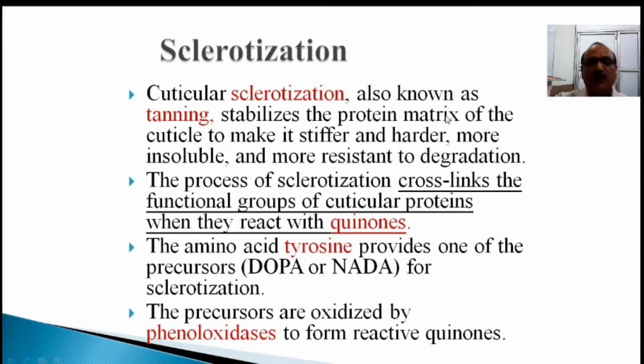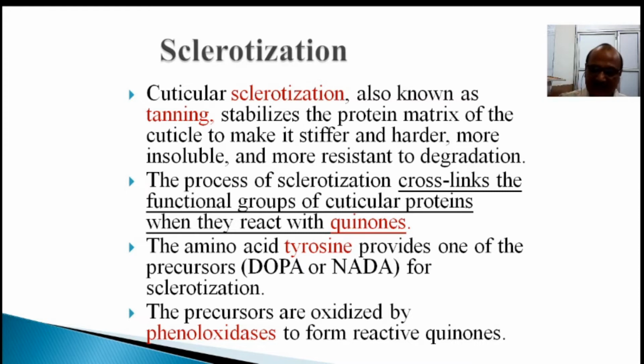It stabilizes the protein matrix of the cuticle, and it becomes stiffer and harder, insoluble and more resistant to degradation. It is the last process of molting, which involves the differentiation of procuticle into the outer, very hard exocuticle and the inner, soft endocuticle. The exocuticle represents the tanned part of the cuticle. In short, it is simply the conversion of the protein arthropodin into sclerotin.